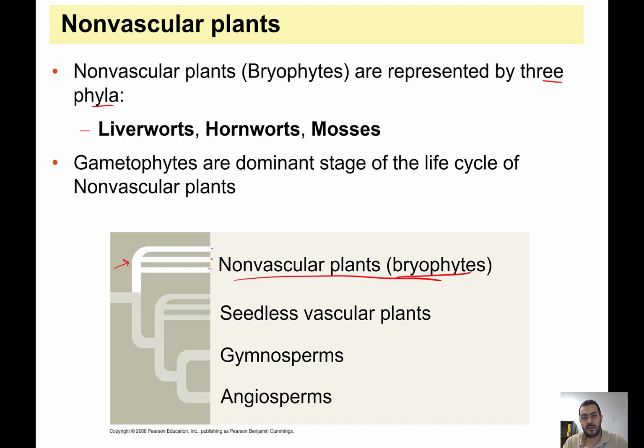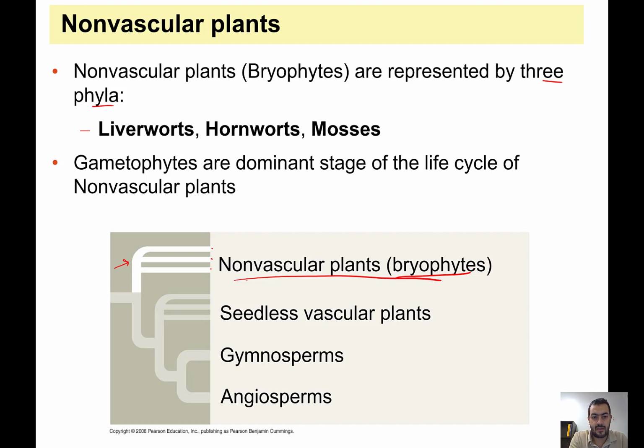If you remember, we said alternation of generations is characteristic of land plants. So we have two stages, the gametophyte and the sporophyte. In the non-vascular plants, the gametophyte is the dominant stage. So whenever you think of mosses, this greenish mossy structure is the gametophyte, because this is the dominant stage. It is the stage that does the photosynthesis.